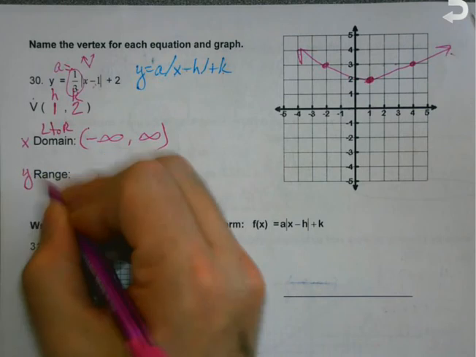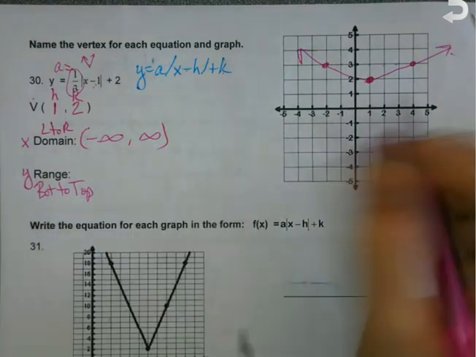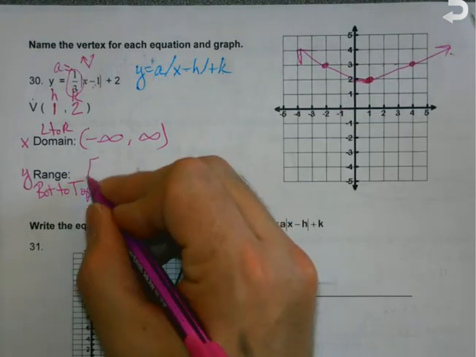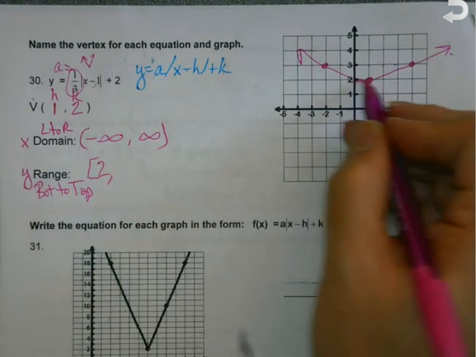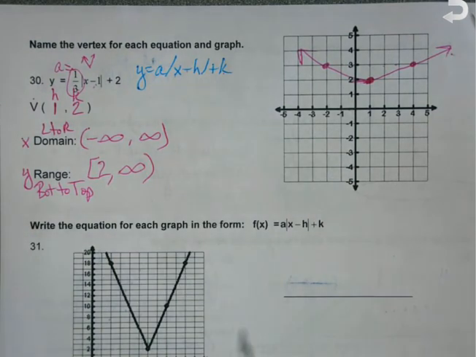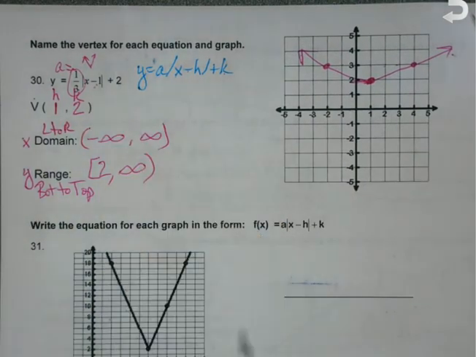Range, my y's, from bottom to top. Here's the bottom, and again, look at the y value is at 2, but it goes up, up, up forever and gets me to infinity. Okay? But again, I need to have a little bit of a general idea of my expression, and there's not a lot of these, so it's absolutely able to do.